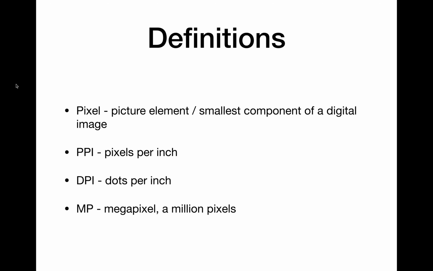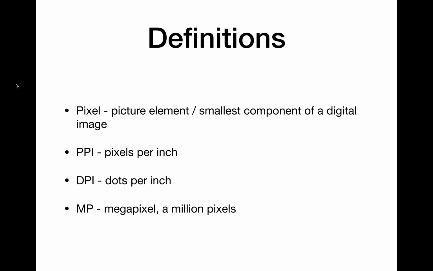And what this means in relationship to your file is that your file could have more pixels per inch than your screen can display, or it might have fewer pixels per inch than your screen can display. So we'll think about that when we're looking at our files in Photoshop.